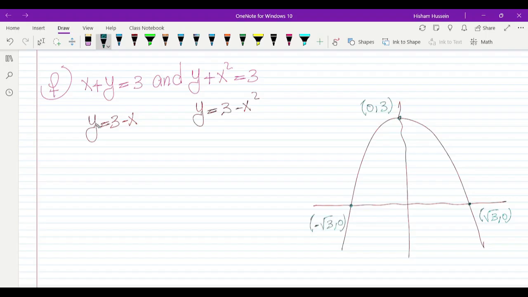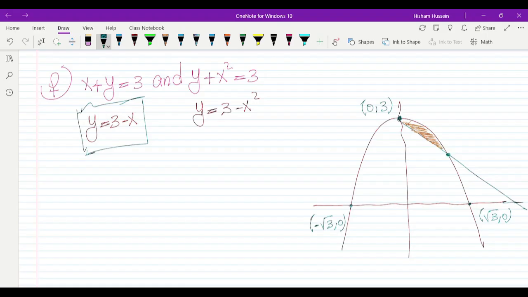Now, disregarding the parabola, regarding this line, y equals 3 minus x. At x equals 0, y equals 3. At y equals 0, x equals 3. So we expect the line in this form. We need to find the area of this region. One intersection point is at x equals 0, y equals 3, and here we need to find the coordinate of the other intersection point.